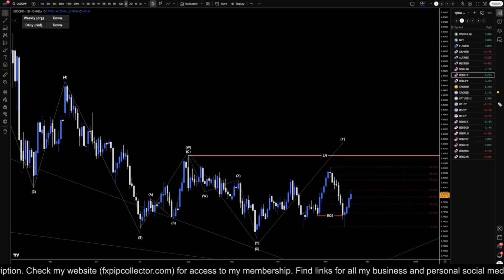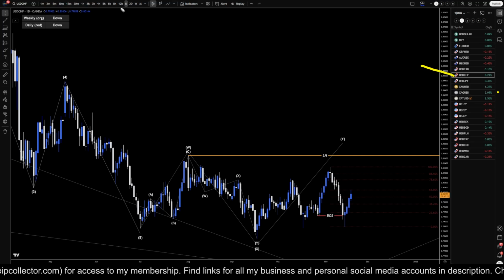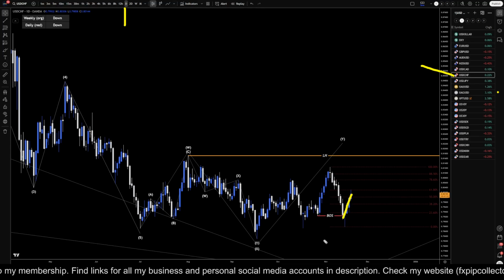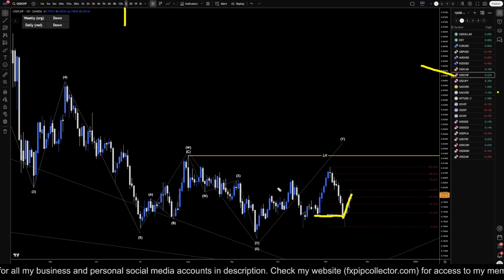Today is Wednesday, November 19th, and this is my analysis for the US dollar Swiss, and we're on the daily time frame to start with. So the dollar Swiss is going up very strong. I mean, it did break structure to the downside right here, but the trend could possibly keep going up.